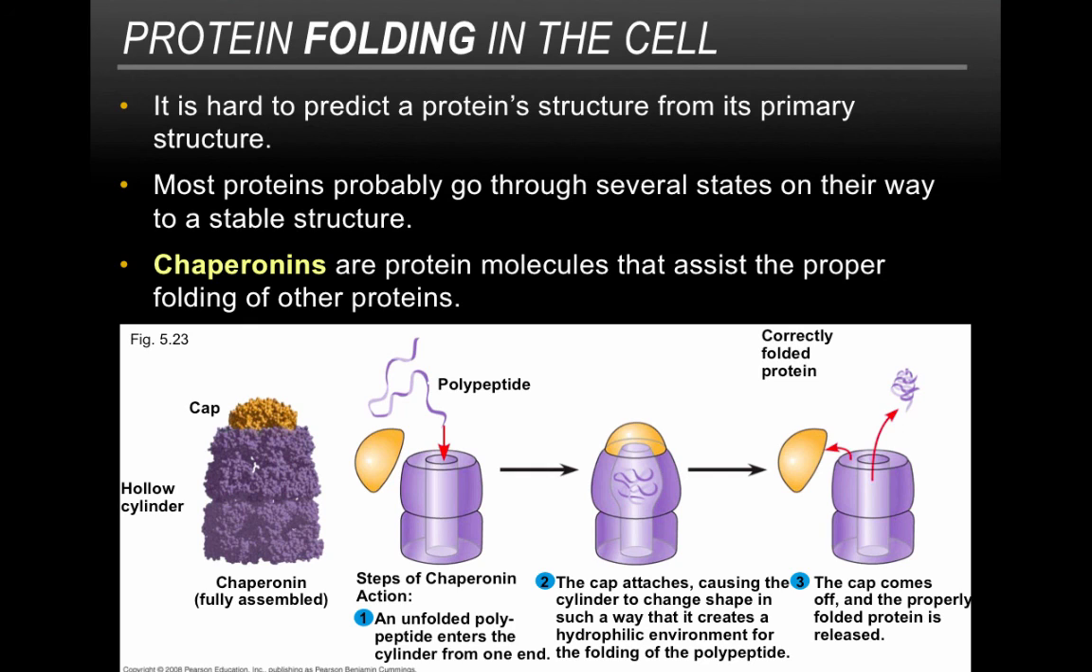However, it appears that some forms of cystic fibrosis are in fact due to chaperonin proteins that are not functioning properly and are not folding the chloride ion channel proteins as they should be folded.